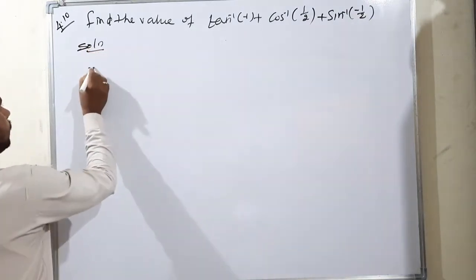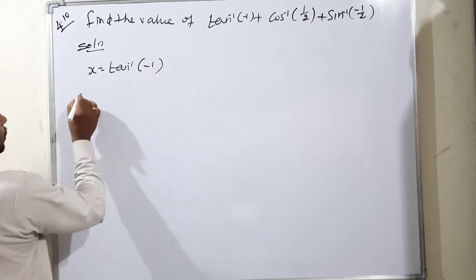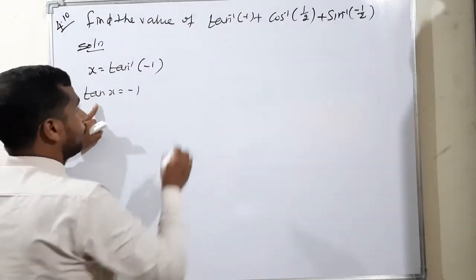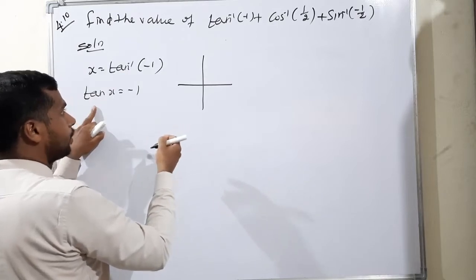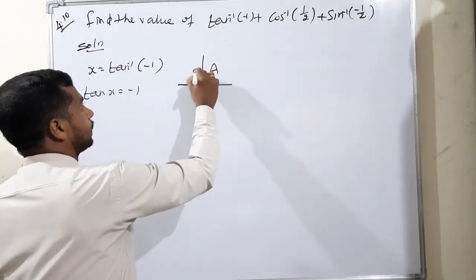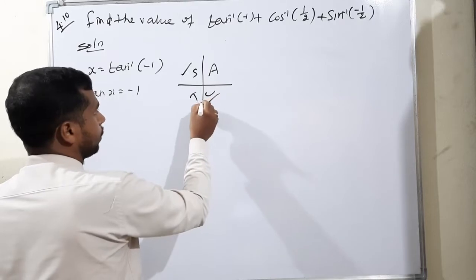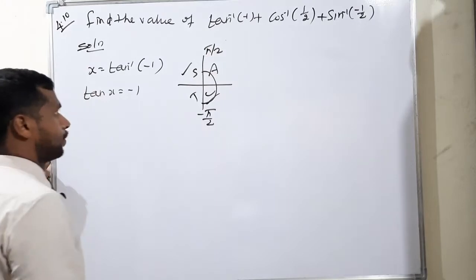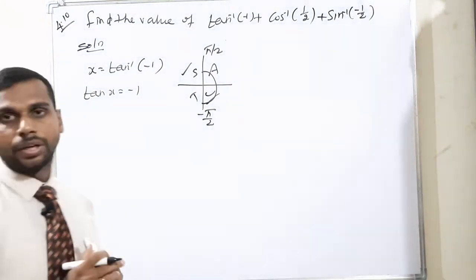First term: consider x equal to tan inverse of minus 1. Bringing tan to the other side, tan x is equal to minus 1. According to the unit circle, in which quadrants is tan negative? Simply we can say all silver teacup: the second and fourth quadrants are negative. According to the range of tan, negative pi by 2 to positive pi by 2, isn't it?